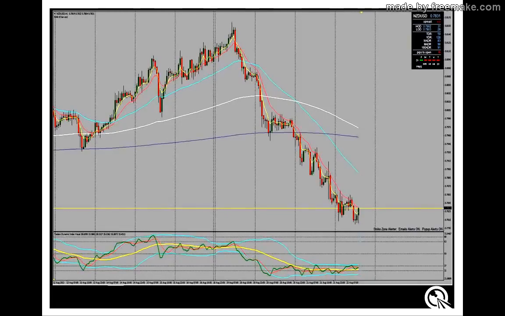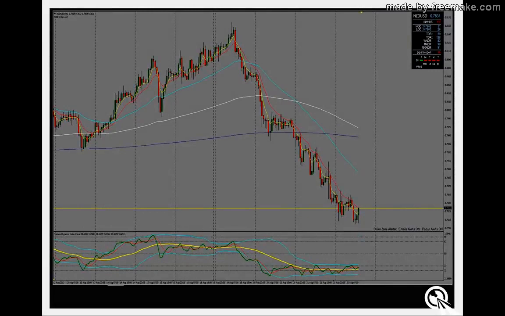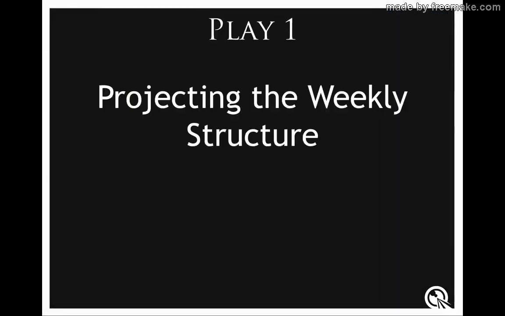Okay, so the first step is actually identifying how play number one paints out on the chart. The next thing we need to be able to do is actually project the next move or the next trade, as Kanan mentioned. Therefore, step number two of play number one would be projecting the weekly structure.